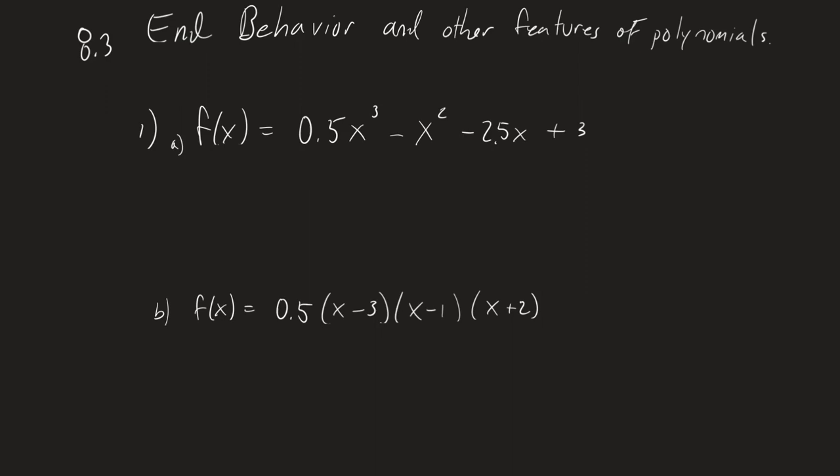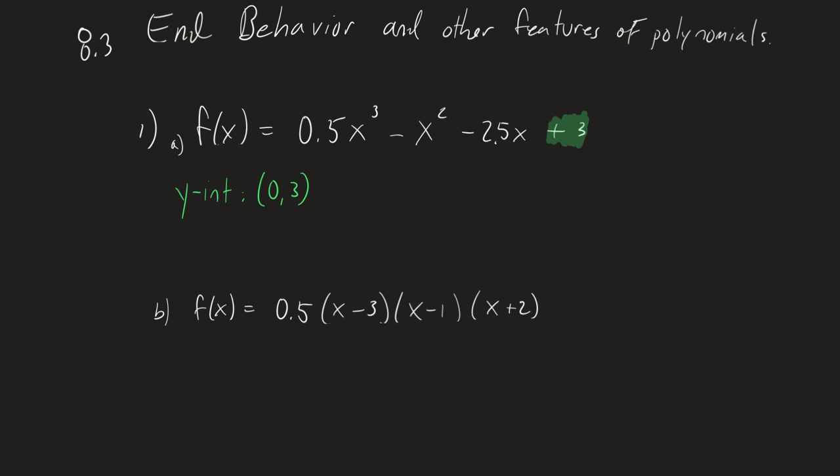The easiest thing to know about a polynomial when it's in general form is its y-intercept. And so you see that the y-intercept of this is going to be 3. Another thing we want to be able to talk about when you're looking at general form is what's called the end behavior.